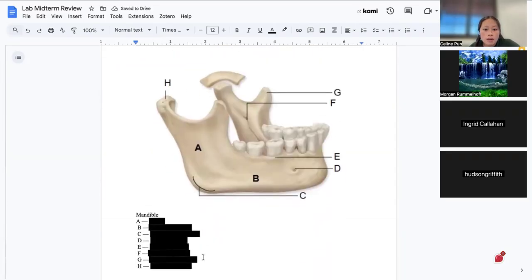Okay. Mandible, your jaw. What is A? Yep, it's the ramus. Okay, what about B? Body. C?